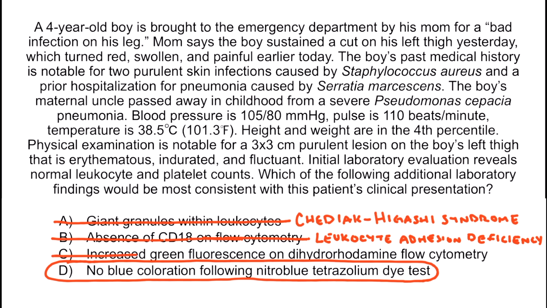Lastly, option C, increased green fluorescence on dihydrorhodamine flow cytometry, is incorrect because patients with chronic granulomatous disease would actually have decreased green fluorescence after a dihydrorhodamine test. This is because a defective NADPH oxidase cannot convert dihydrorhodamine into rhodamine, which is the chemical responsible for the observed green fluorescence. This concludes our first lecture on congenital phagocyte defects.